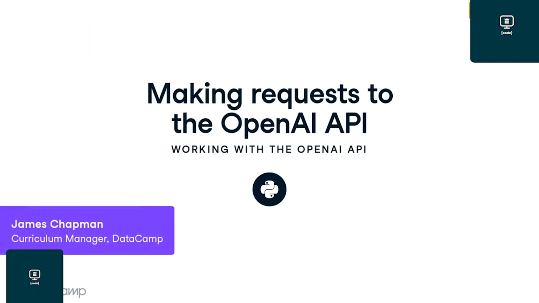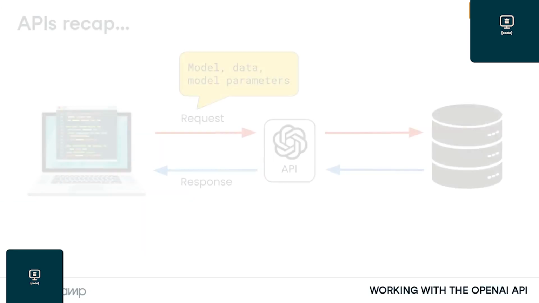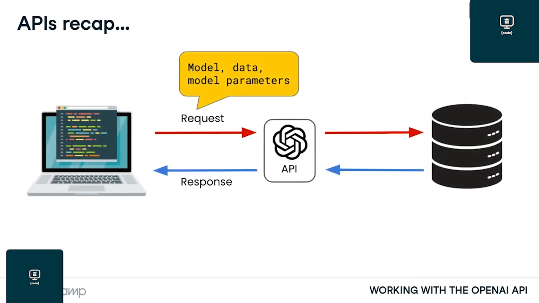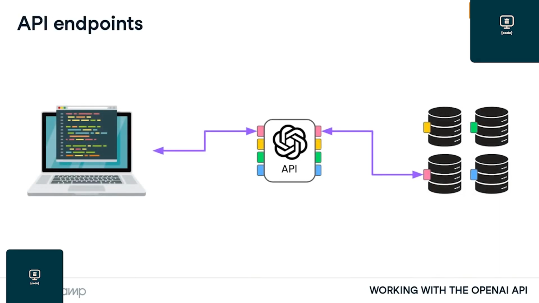Welcome back. In this video, you'll learn to make your very first request to the OpenAI API. Recall that we can request the use of a model from OpenAI by making a request to their API. Depending on the model or services required, APIs have different access points for users. These access points are called endpoints.